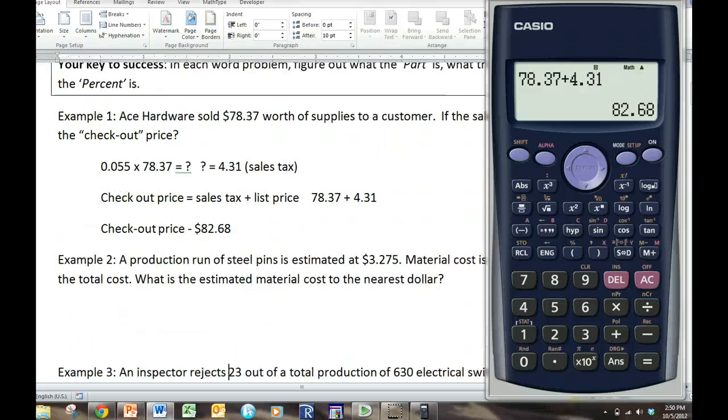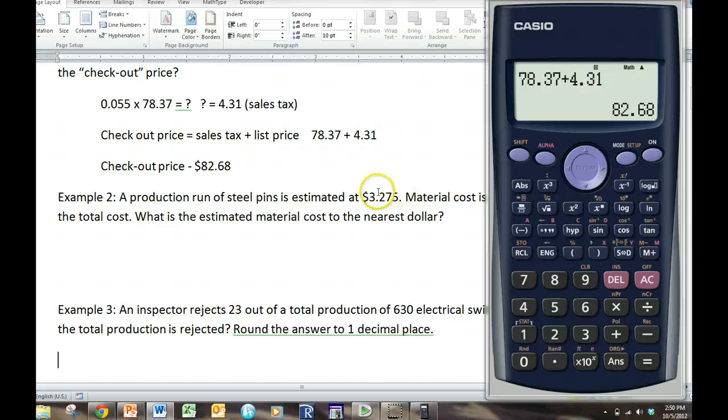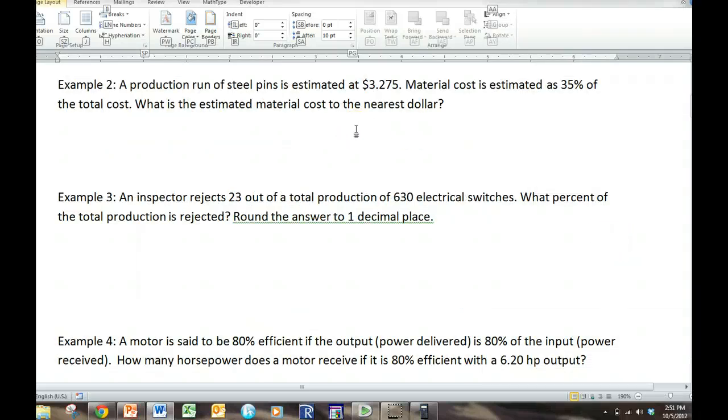So the second one is about a production run of steel pins. Let me hide the calculator so that we can read the whole thing. The production run of steel pins is estimated at $3.275, so it goes to the nearest half penny. Material cost is estimated as 35% of the total cost. What is the estimated material cost to the nearest dollar? I'm going to highlight some of this stuff. So what we need here is, again, to identify what is the part, what is the whole, and what is the percent.